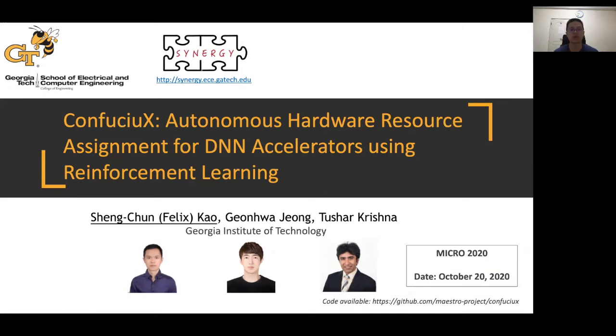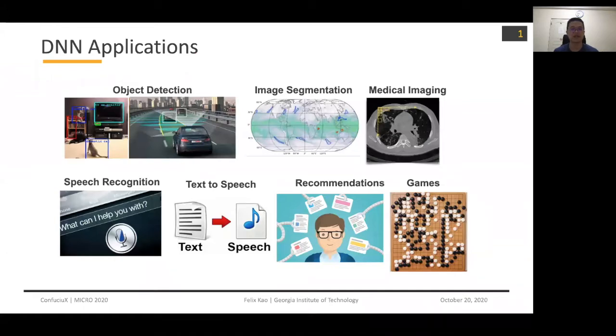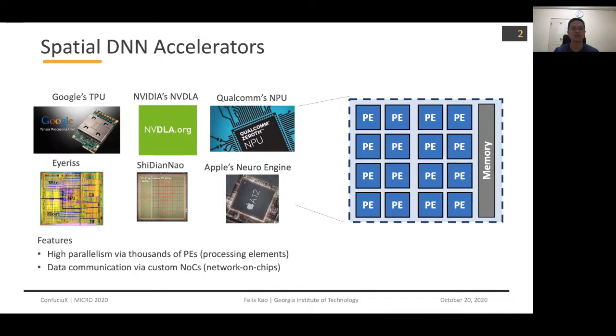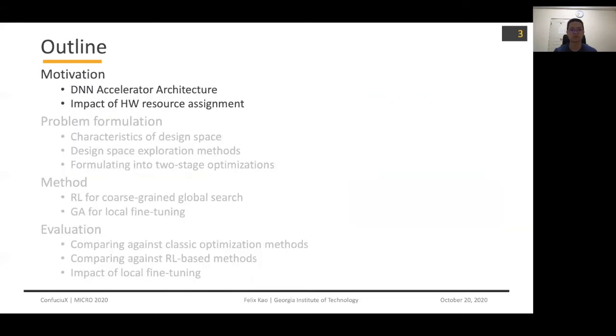Today I'm going to present our work, ConfuciuX, Autonomous Hardware Resource Assignment for DNN and Accelerator using reinforcement learning. Nowadays, there are a lot of exciting DNN applications like object detection, image segmentation, or even playing games. To accelerate those DNN applications, a lot of DNN accelerators are designed. They are featuring high parallelism via thousands of PE, and they use network-on-chip to do data communication. And they maximize the data reuse via mapping strategy.